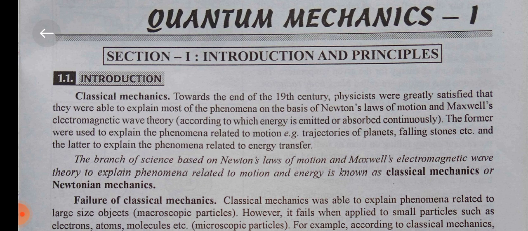The former were used to explain the phenomena related to motion, for example, trajectories of planets, falling stones, etc., and the latter to explain the phenomena related to energy transfer. The branch of science based on Newton's law of motion and Maxwell's electromagnetic wave theory to explain phenomena related to motion and energy is known as classical mechanics or Newtonian mechanics.